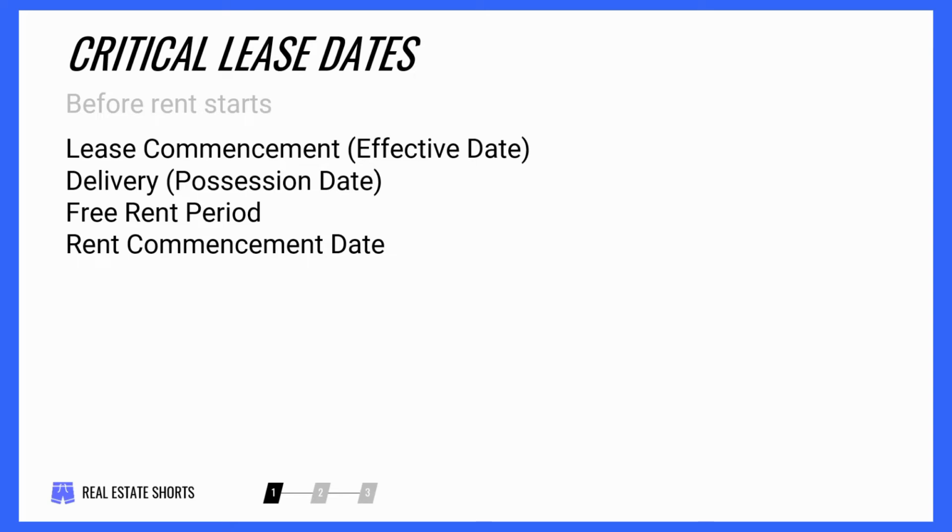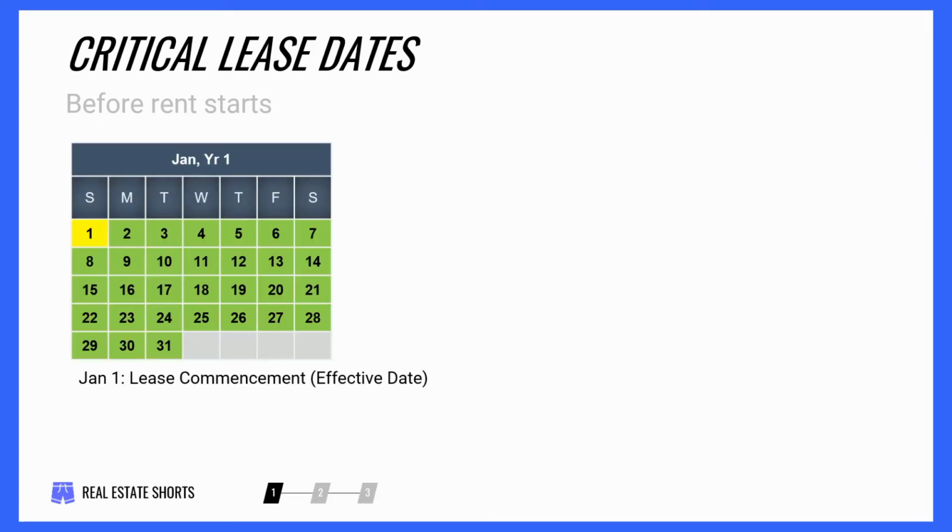So diving right in, before rent starts, there are 4 key critical lease dates. The first is the commencement date, sometimes also known as the effective date. Next is the delivery date, or the possession date, that date on which you actually hand the keys over to the tenant. Next is there a free rent period or end of free rent date? And finally is the day immediately after, when the tenant actually begins to pay rent. Let's take a look at a calendar so we can get a better idea of what these 4 look like.